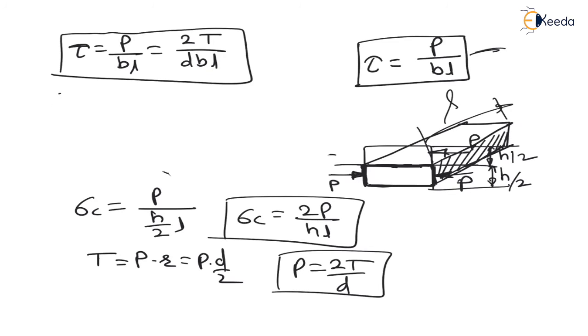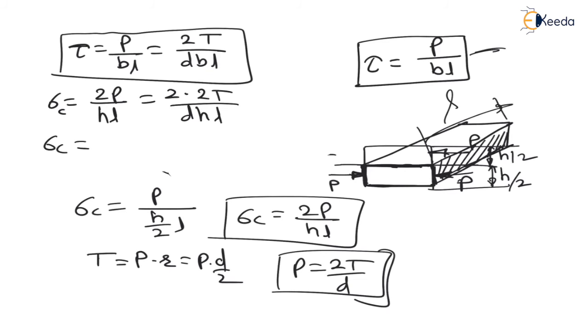Now crushing stress is nothing but 2P divided by HL, and instead of P we put 2T divided by D. Therefore it becomes 2 into 2T divided by DHL. Therefore crushing stress is equal to 4T divided by DHL. This is the crushing stress acting in the key.